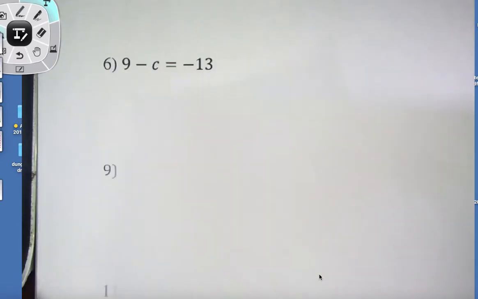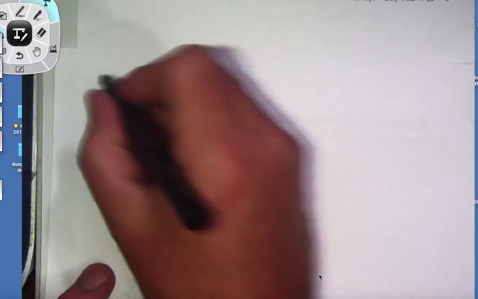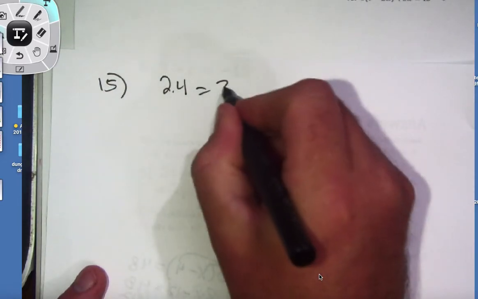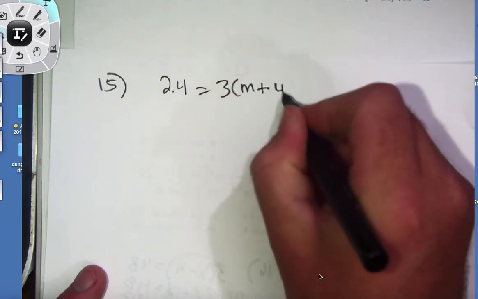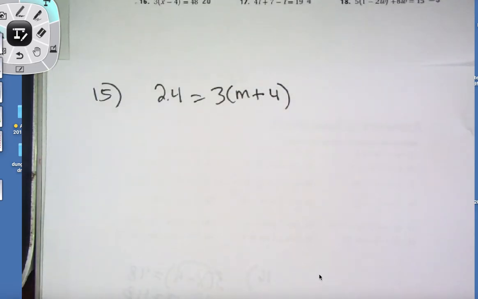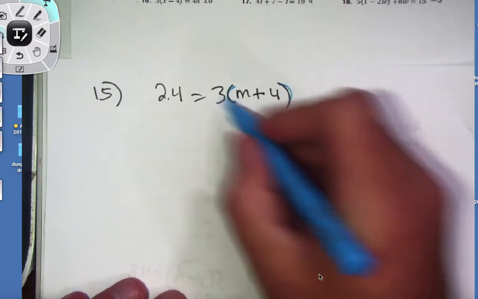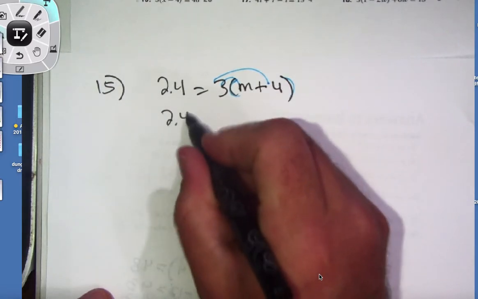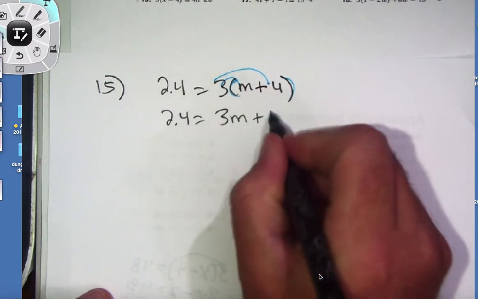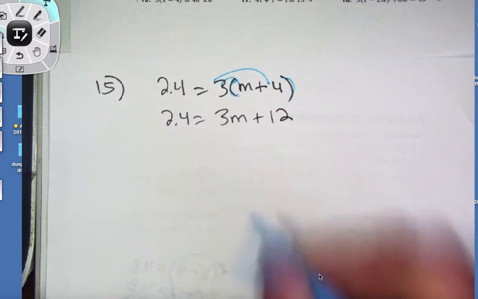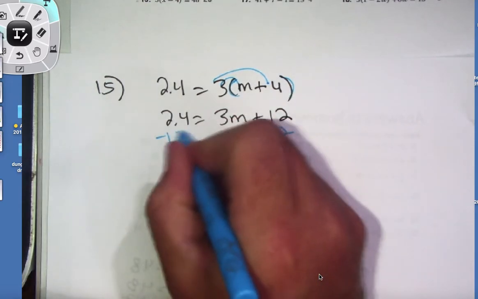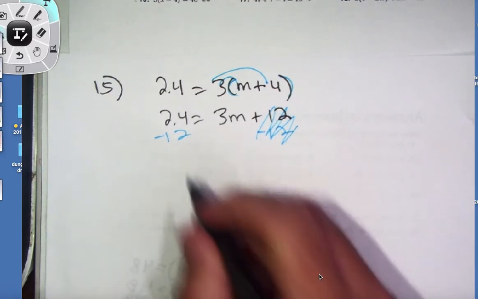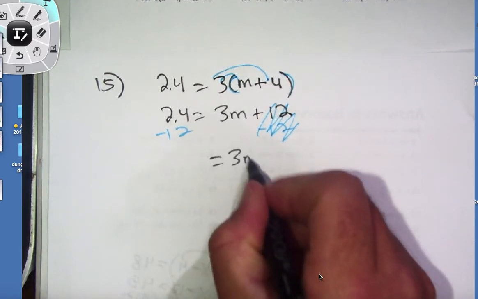Boom. 14. Grab another piece of paper here. Okay, that was 14. All right, we got 15. 2.4 equals 3 times m plus 4. All right, so this one we have to distribute first. So distribute. 2.4 equals 3m plus 12. We take away 12. And then we get 3m on this side.